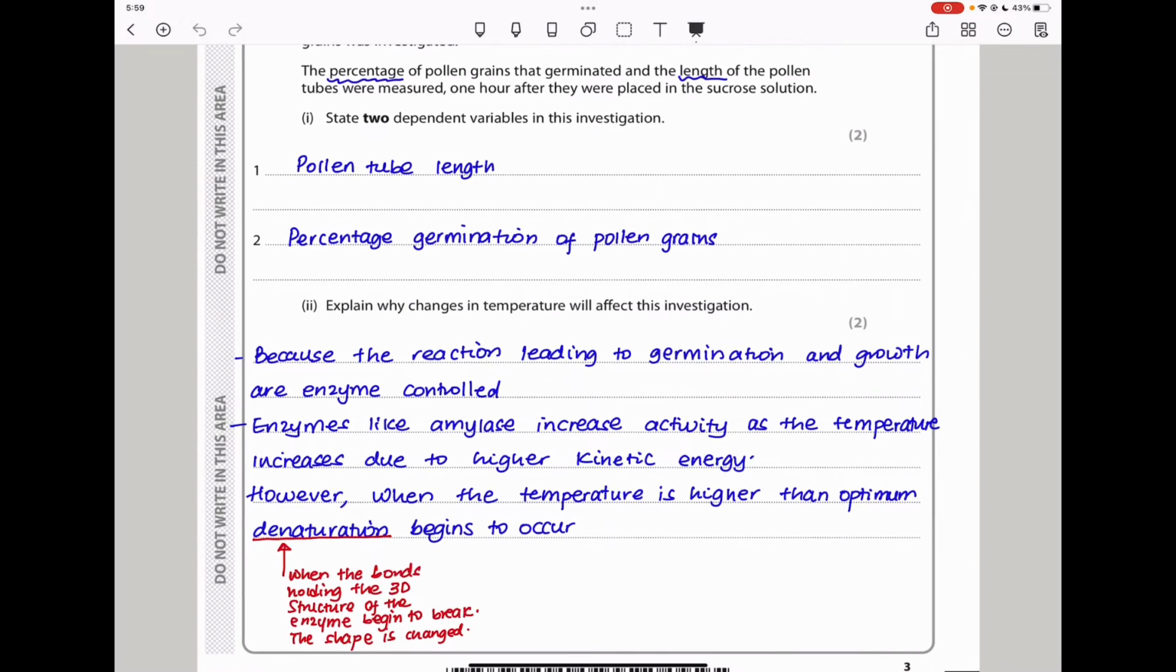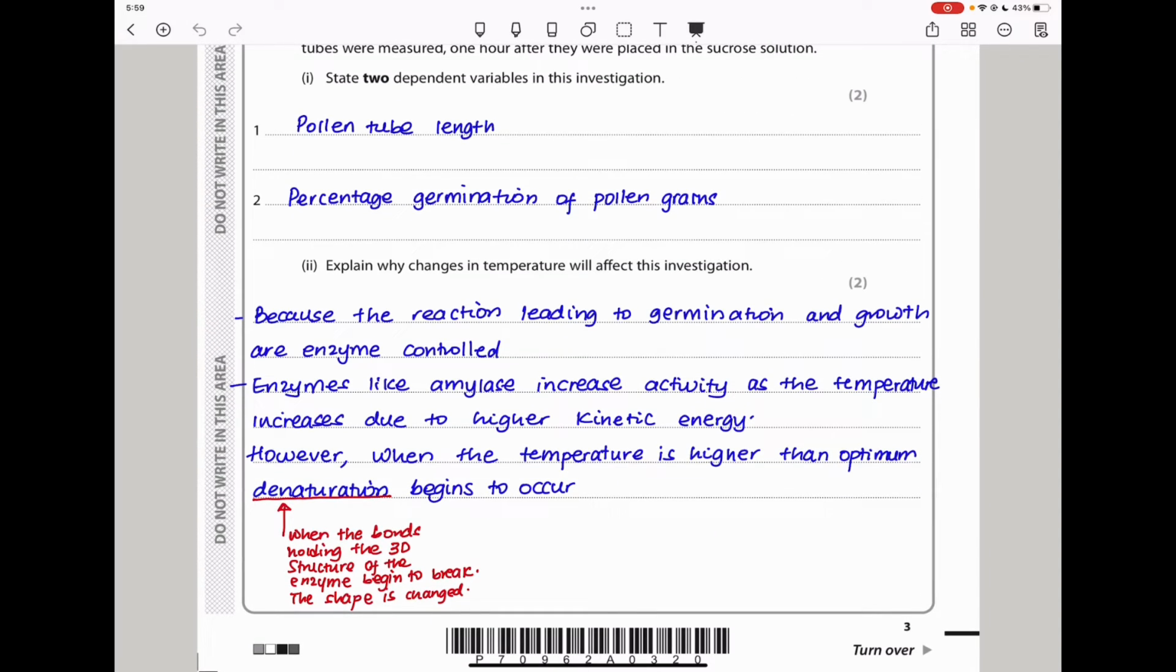Next, they say, explain why changes in temperature will affect this investigation. Any question asking you to explain why change in temperature, you have to think about enzymes involved in some of these processes. I say because the reactions leading to germination and growth are enzyme controlled. Enzymes like amylase increase the activity as the temperature increases due to higher kinetic energy. Guys, an increase in temperature leads to a higher kinetic energy, and therefore there is going to be more collisions between the enzyme and the substrate.